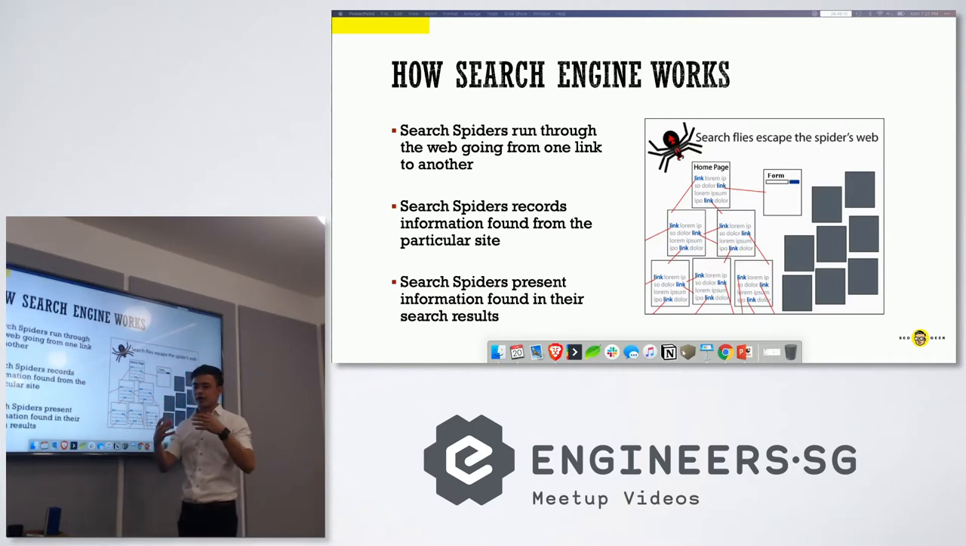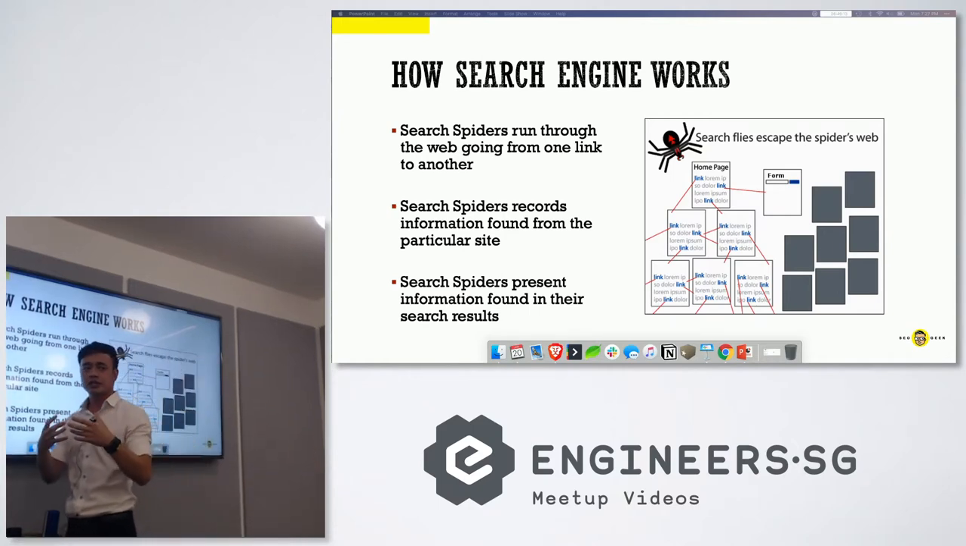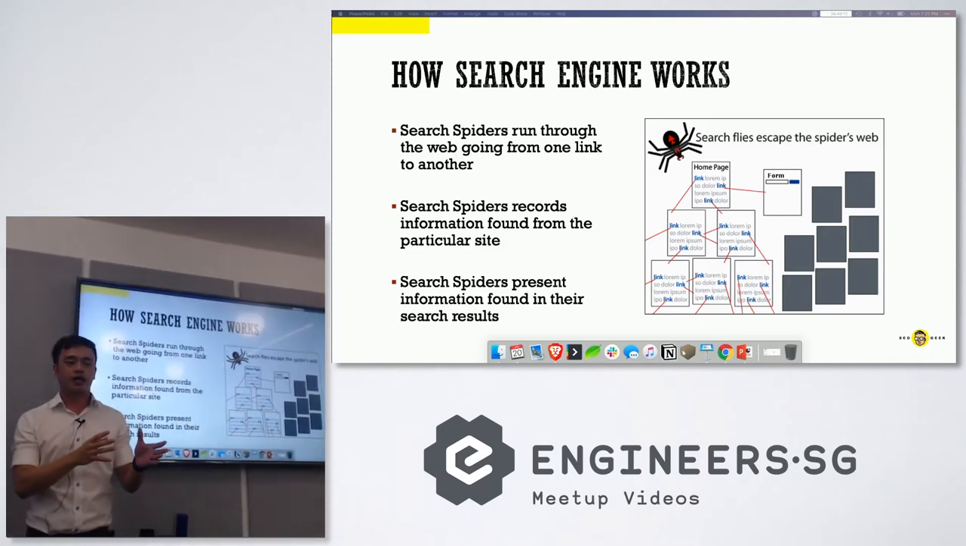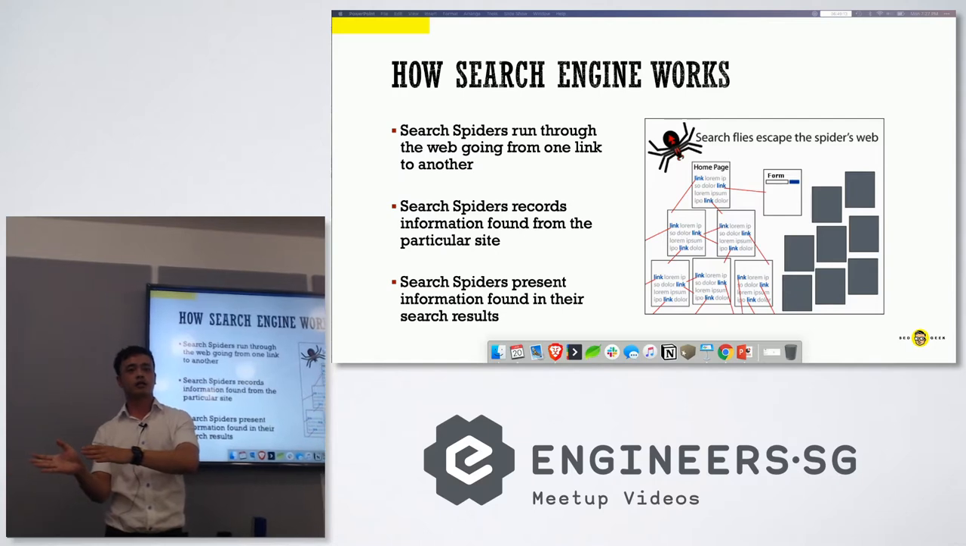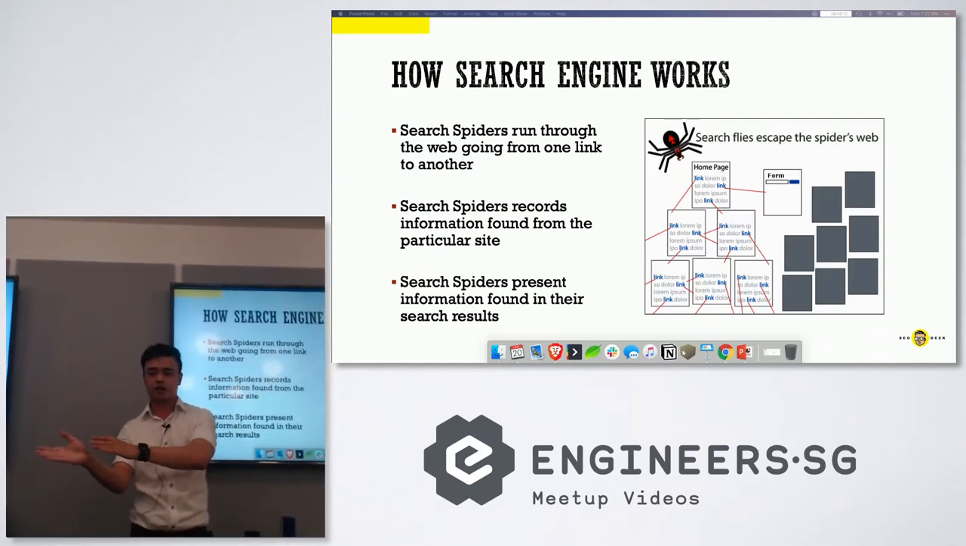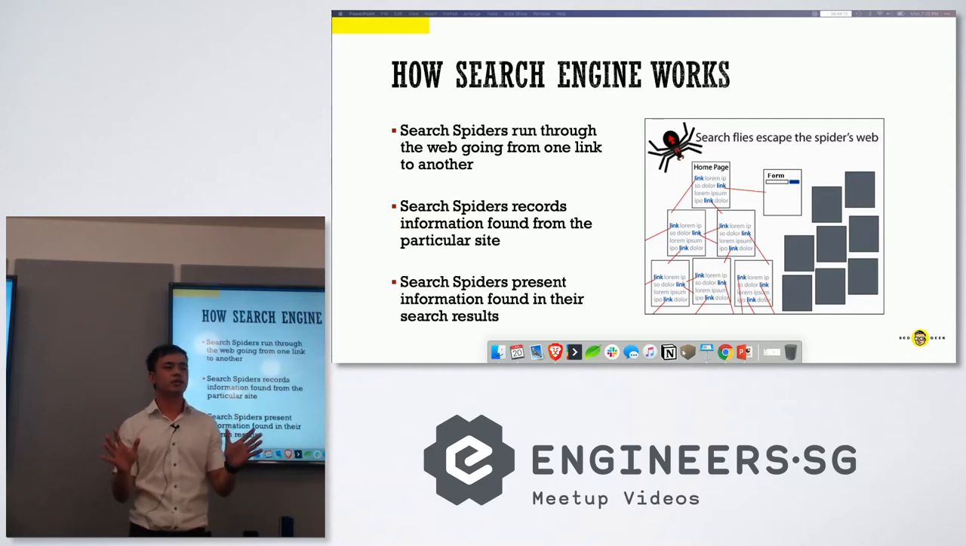after they record, they have a certain number of criteria that they will use to present information on their search results. This information is presented through a series of up to about, if I don't remember wrongly, 70 criteria. And these 70 criteria can be things like page speed, or the concentration of your content.